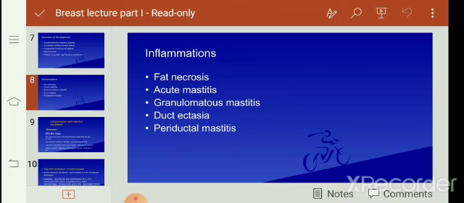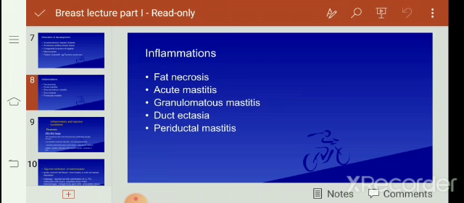Now we come to the different inflammatory conditions of the breast tissue. To discuss these, first we'll discuss the clinical presentation of breast disease: how breast diseases clinically appear and what history of the patient you have to take. The most common symptoms reported by women are pain, a palpable mass, and third, nipple discharge. So the patient mainly presents with pain.